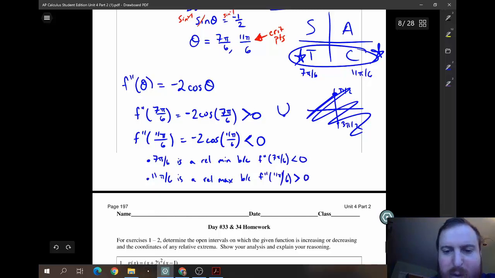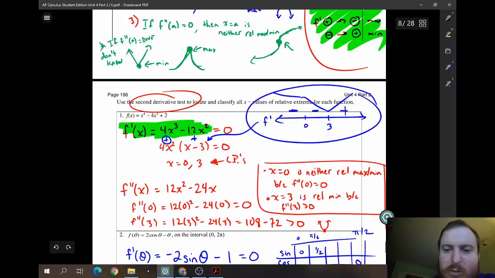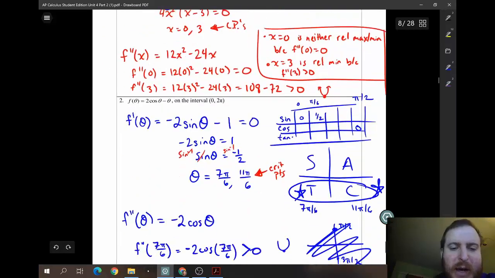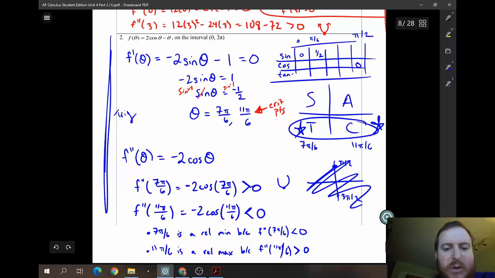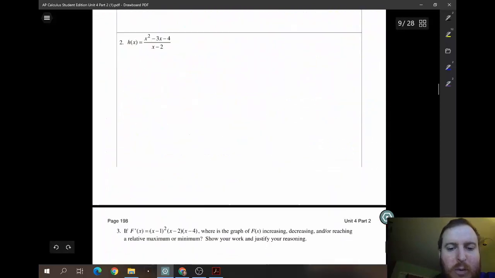So if you like this way better, you can absolutely use this way. If you prefer to do the number lines, that's the way I like to do it. I, 99% of the time do it this way. The only time I actually like doing the second derivative test better is this case, for trig. With trig, sometimes plugging in with the number line is kind of weird. So I like to do this way better just for trig, but for everything else, I always do the number line.